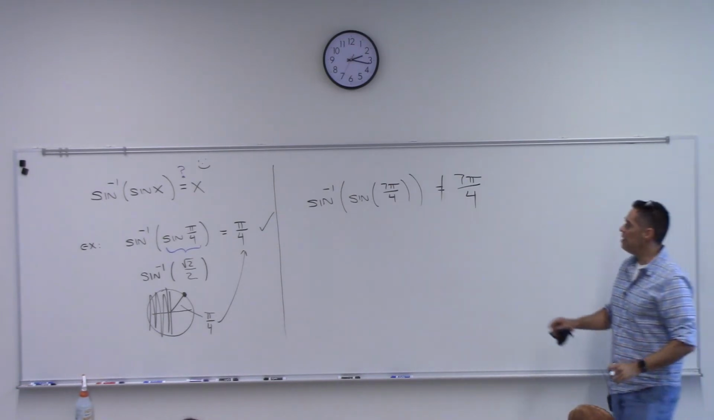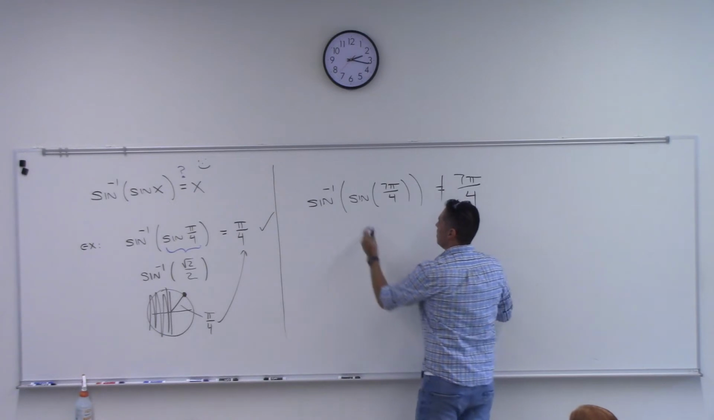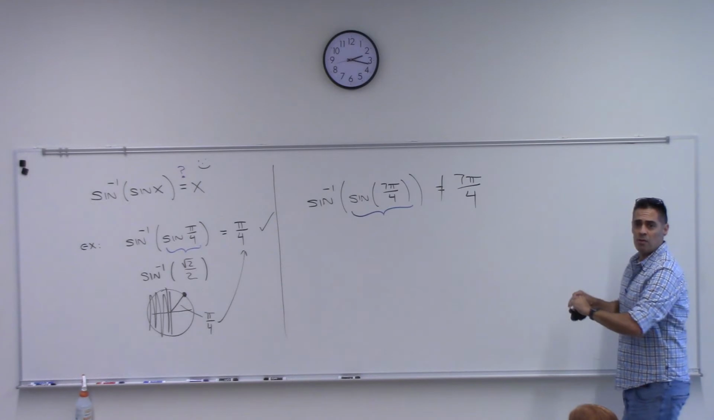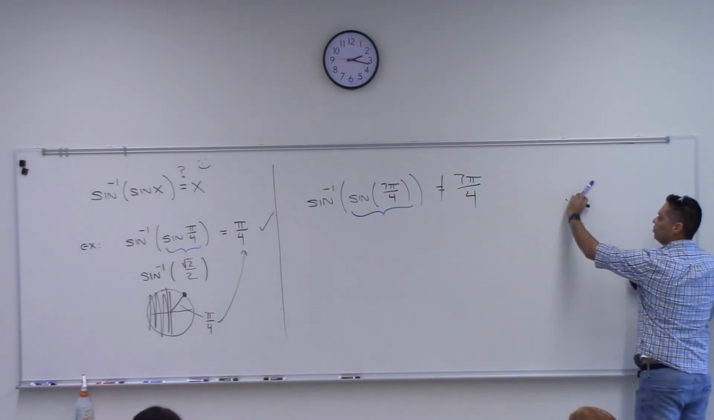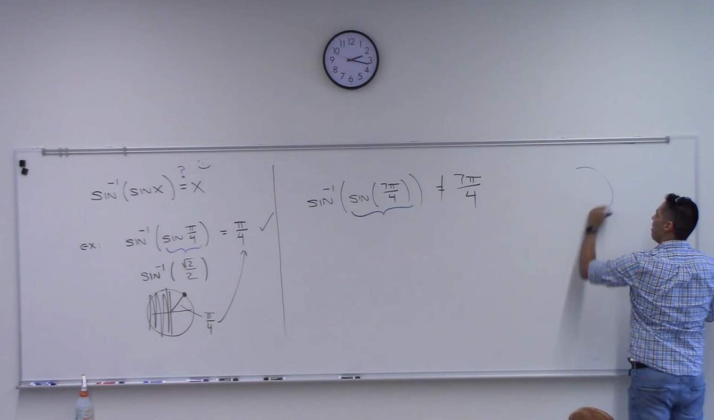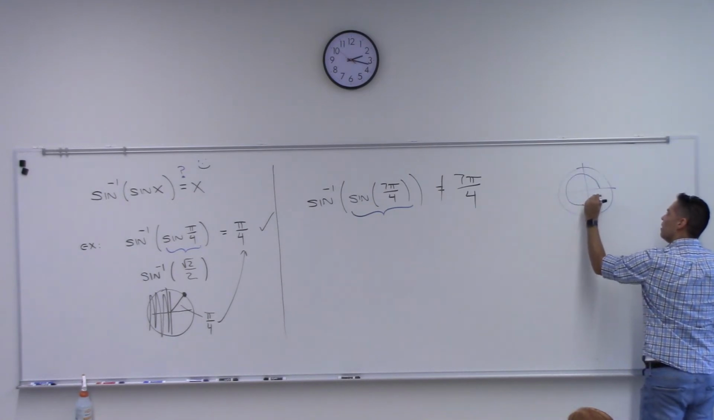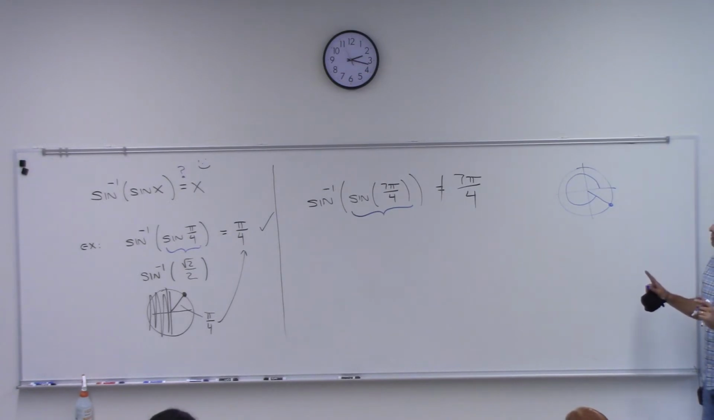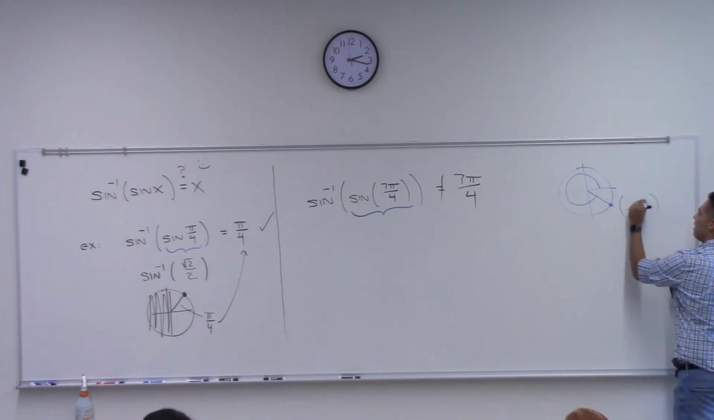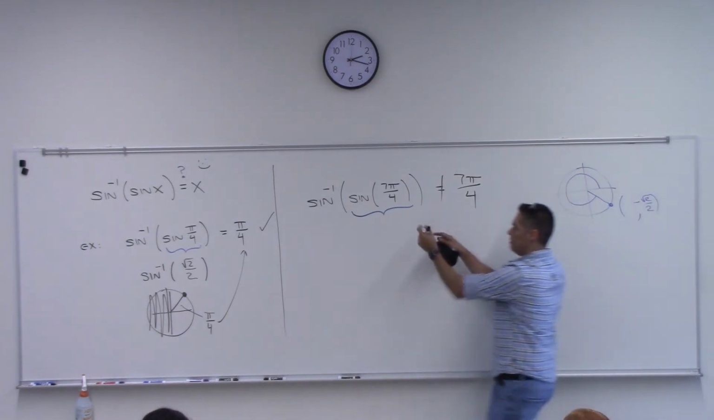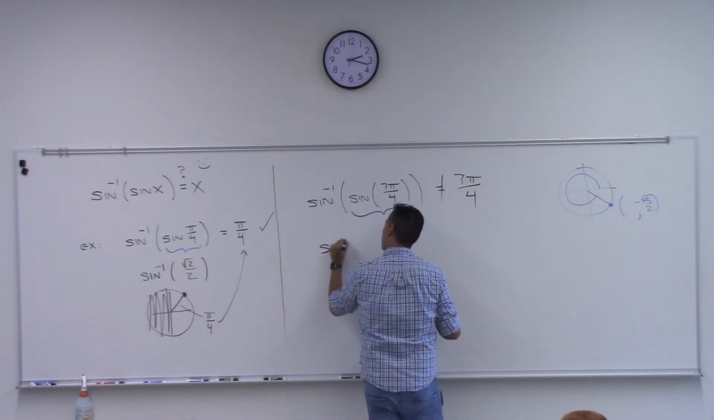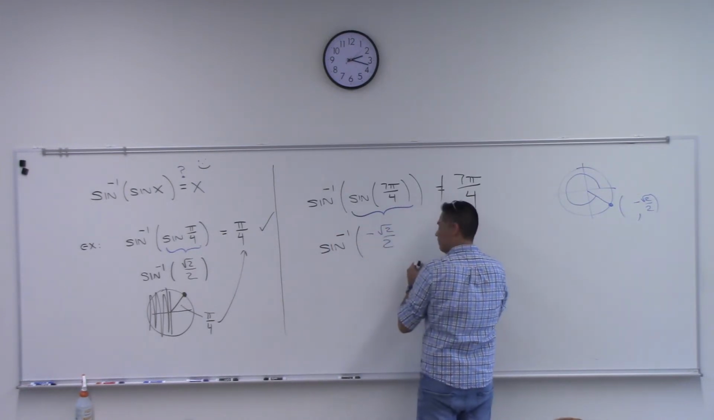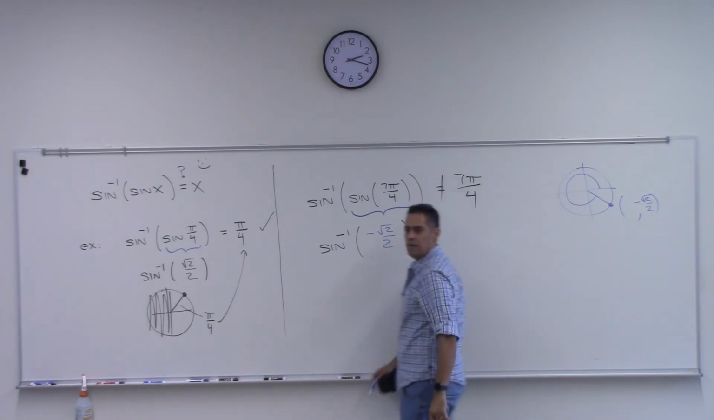Because of the restriction. See, if we try this, what is this? Well, sine of 7 pi over 4. So you have to know where 7 pi over 4 is. Where is it? It's right there, isn't it? That's 7 pi over 4. And you want which coordinate? The y. That's negative root 2 over 2. So this is sine inverse of negative root 2 over 2.